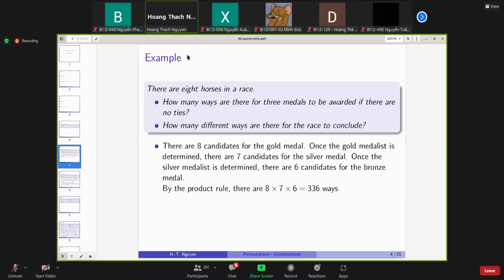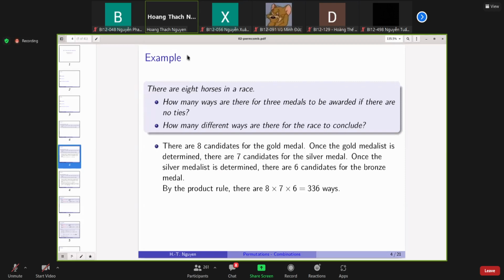Okay. So a quick calculation will show that there are 336 ways for the first three places to be determined.